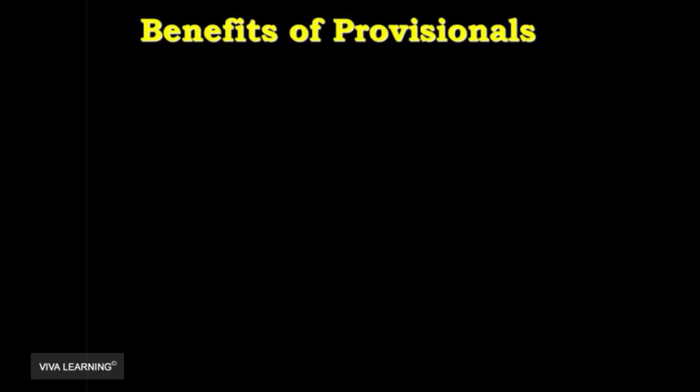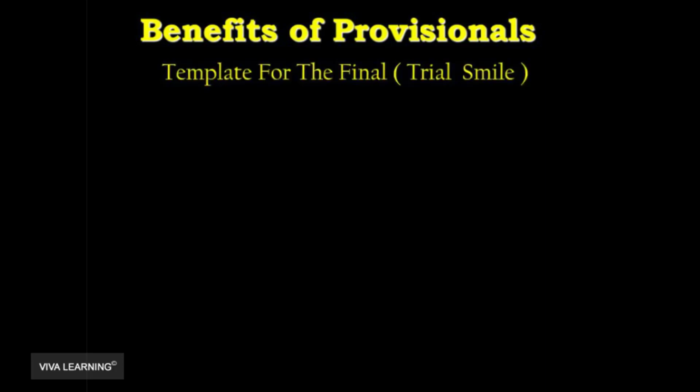I thought what we would do is start out by talking about the benefits of provisionals and why they're so important when we're doing anterior aesthetic cases. First thing is we like to call it the trial smile. One of the most important benefits of provisionals is that it allows the patient to see exactly how they're going to look. So it's a template for the finals.